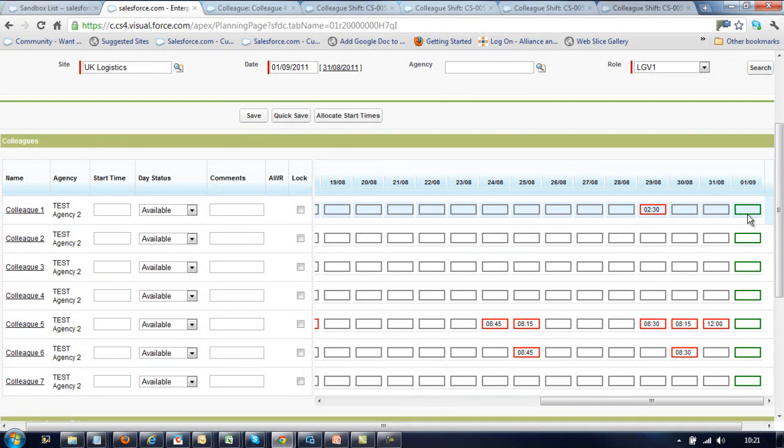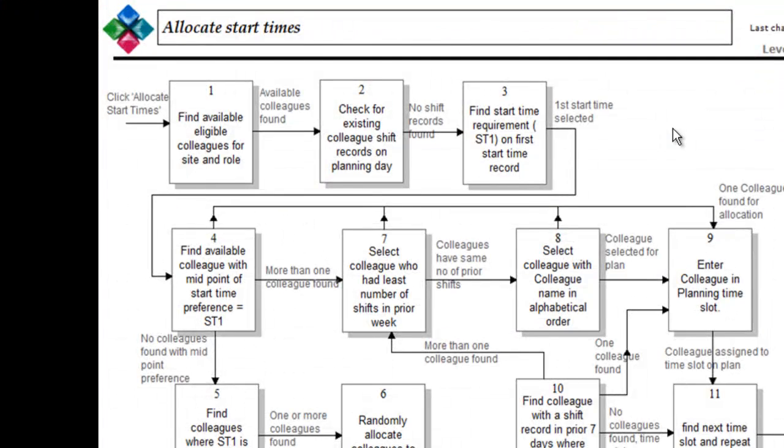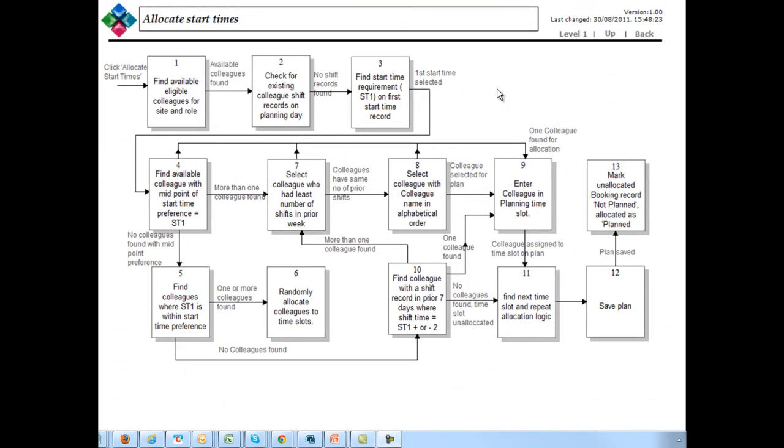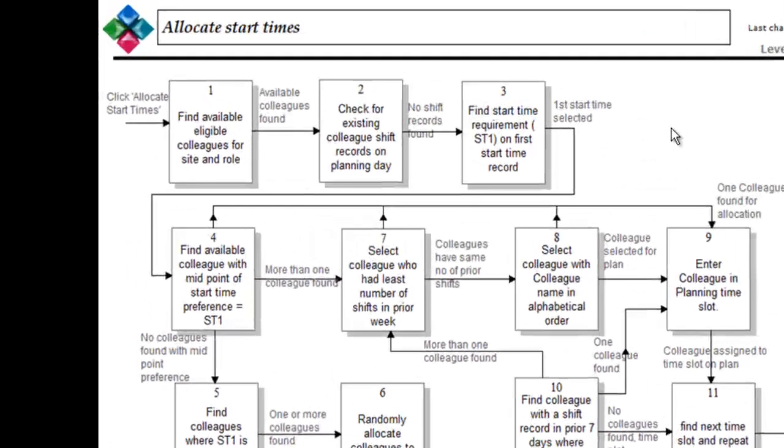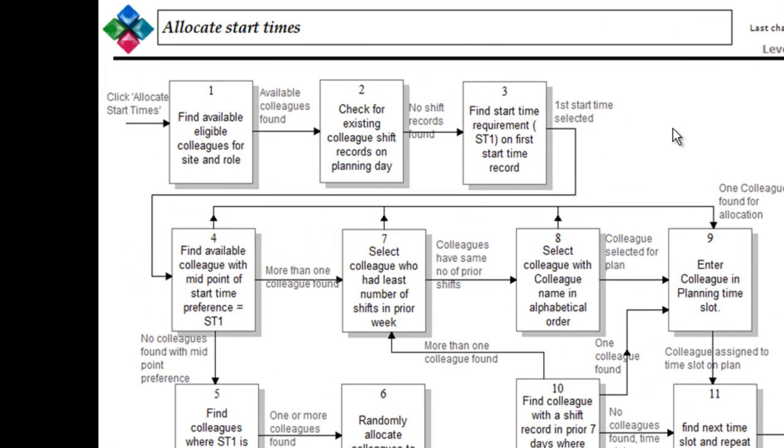So here's our planning day. The next step is to use this new button called Allocate Start Times. This chart tries to explain the logic that is being used to decide how start times are allocated. So I'll talk you through it fairly slowly.